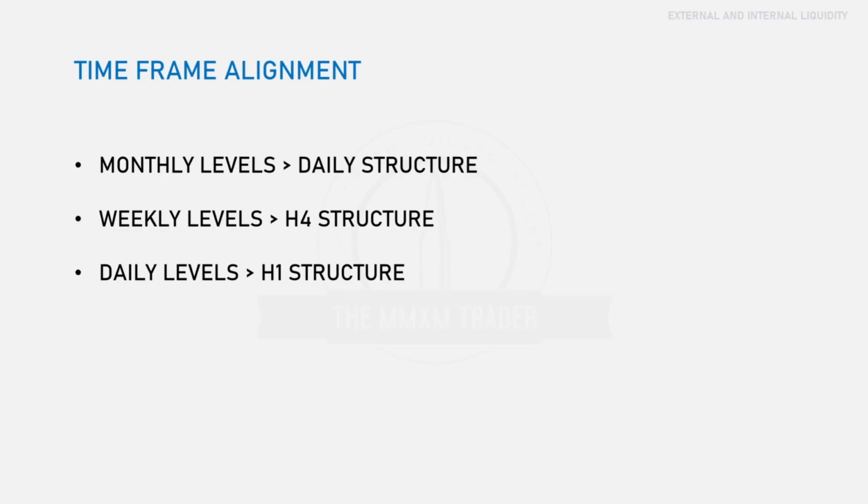We're going to be talking about time frame alignment. We're talking about monthly levels into a daily structure. We're going to be using weekly levels into a 4-hour structure. We can use a daily level into a 1-hour structure. So price is fractal, right? So understanding external to internal, we can use these different types of levels on the monthly, weekly and daily levels and using their corresponding structure on the daily, 4-hour and 1-hour.